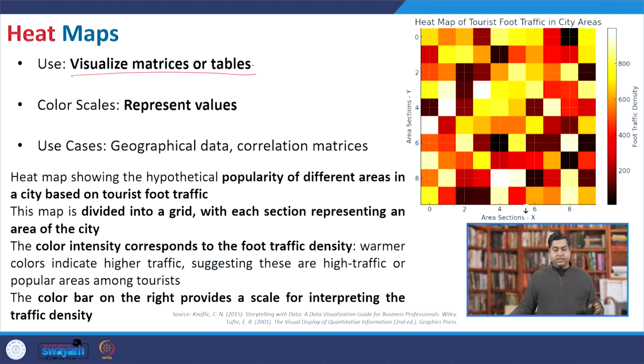So, heat maps, this is another way, and this is something we can use to visualize matrices or tables. It can represent the value, and it can be used for geographical data or a correlation matrix.